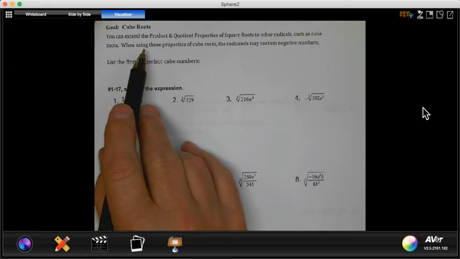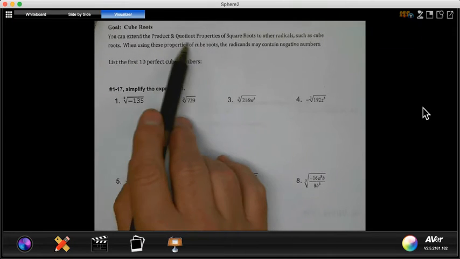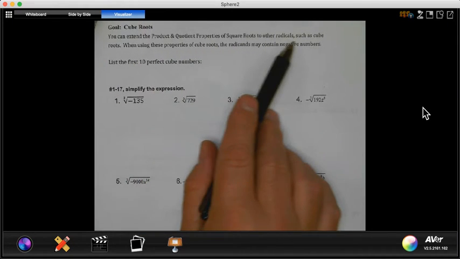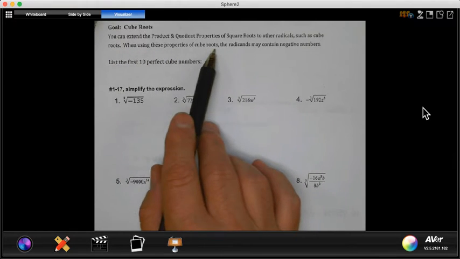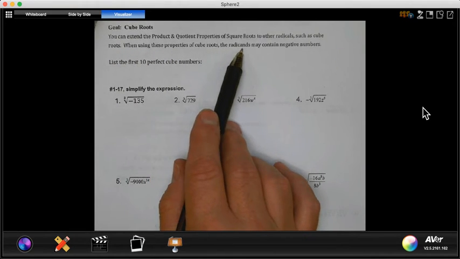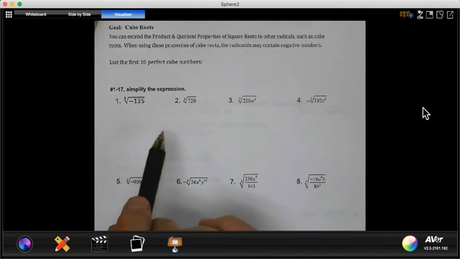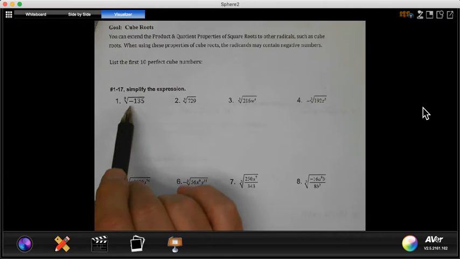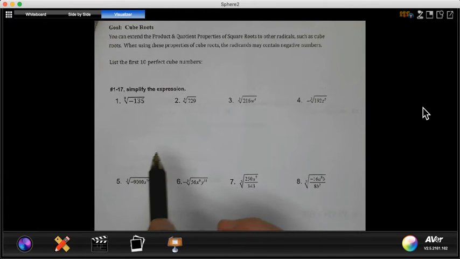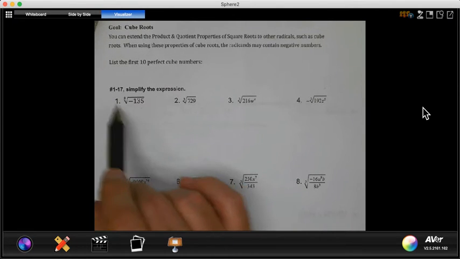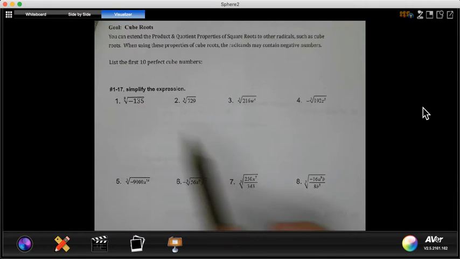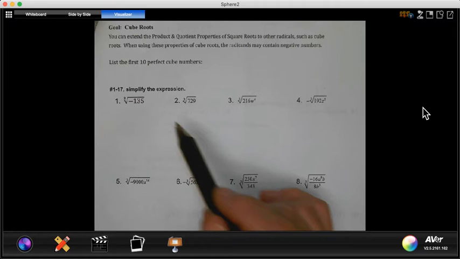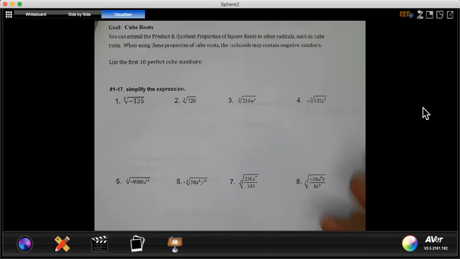You can extend the product and quotient properties of square roots to other radicals such as cube roots. But when using these properties of cube roots, the radicands, which means the things under the radical, can have negative numbers. That's one of the biggest differences. You can have negatives under cube roots, so don't let it get in your head that that's a no solution. Okay? But in order to break down cube roots, you need to know your perfect cubes.